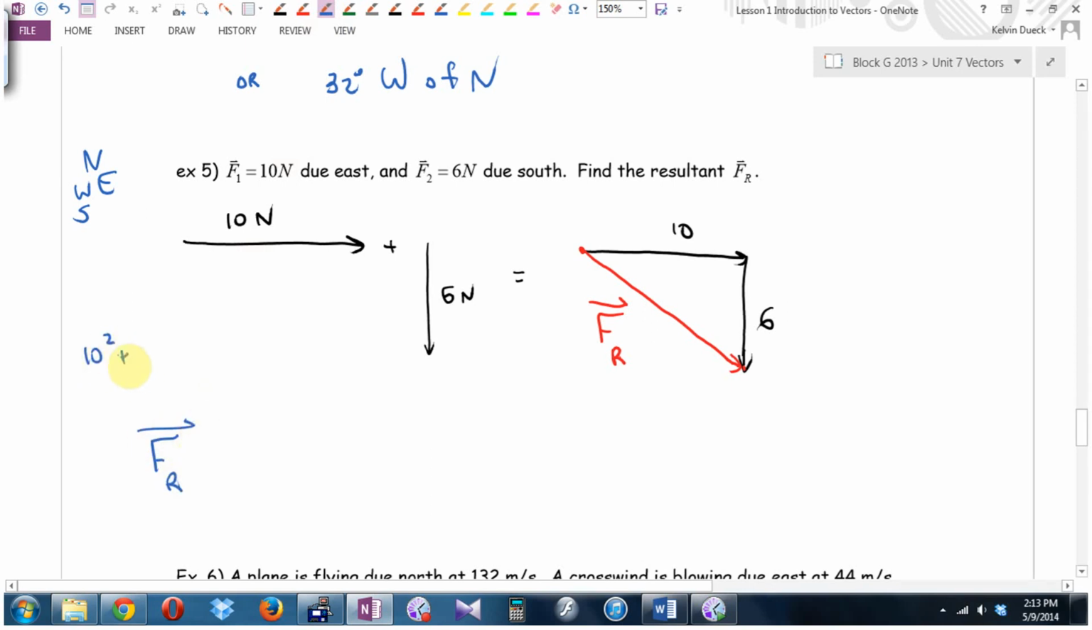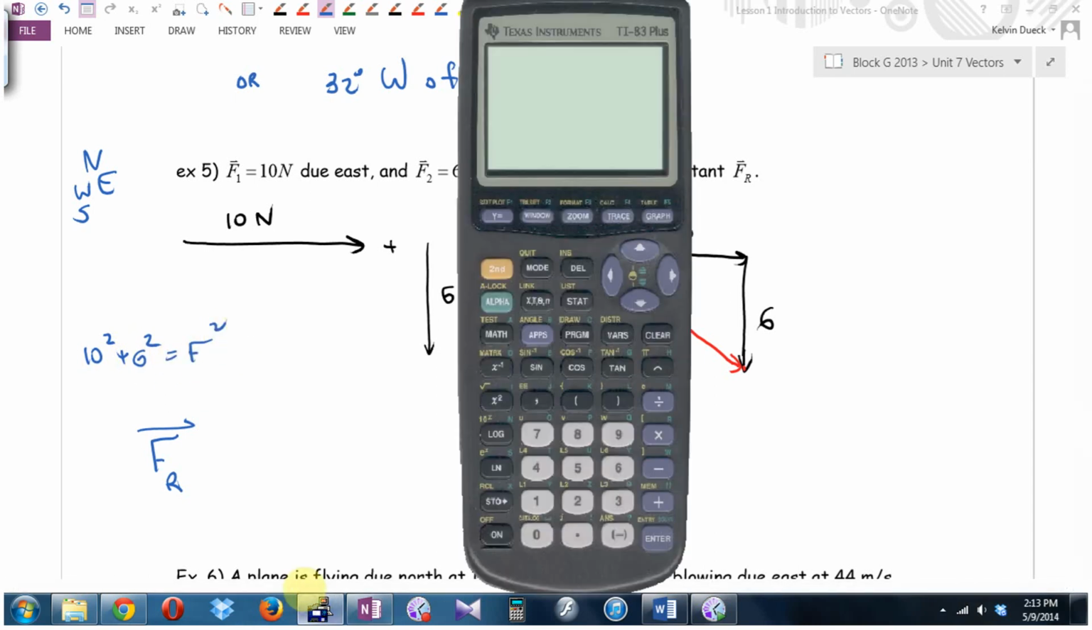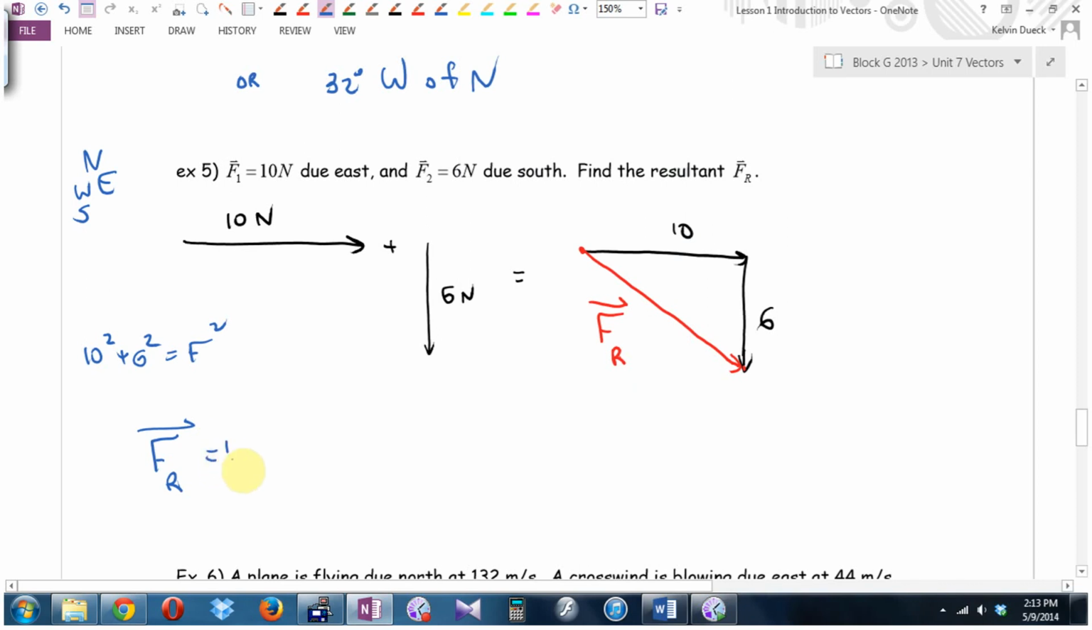10 squared plus 6 squared equals f squared. Take the square root of 10 squared plus 6 squared. Do you get 11.7? Units, 11.7 what? There's the magnitude. That gets you 1 mark out of 2.